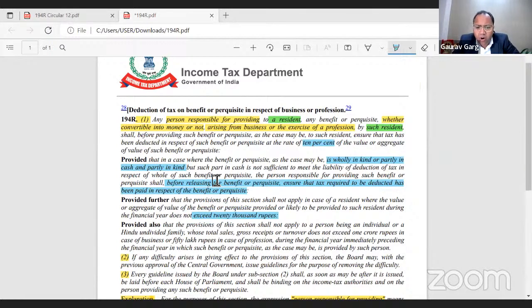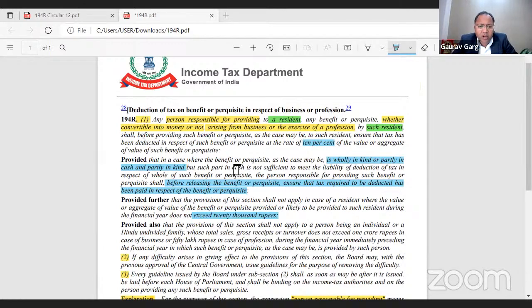But before that, a very important point. If we read "wholly in kind or partially in cash and partially in kind", any layman will say that if anything is purely given in cash, it may not fall within the meaning of benefit or perquisite, because the wording says wholly in kind or partially in cash and partially in kind. So does it cover a situation wherein the benefit you are giving is absolutely in cash, 100% in cash? So again, we have the circular to take care of this question.